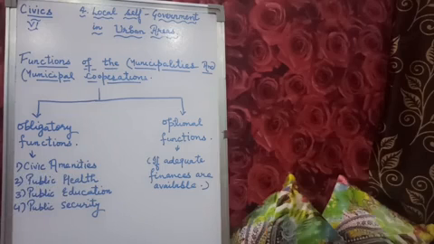Next is public health. So under public health, it comes opening hospitals and dispensaries for the treatment of patients. Next is preventing epidemics, vaccinations for smallpox, polio vaccination programs. Next, removal of garbage and the cleaning of streets and drains. And next is maternity and child welfare.